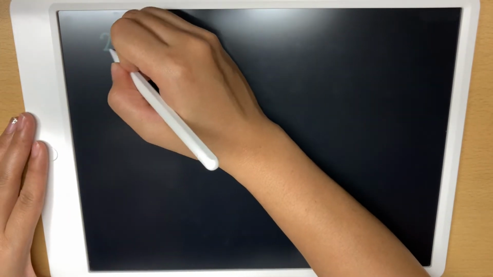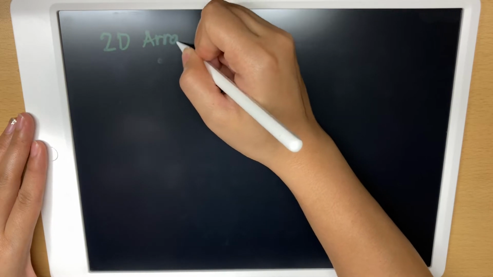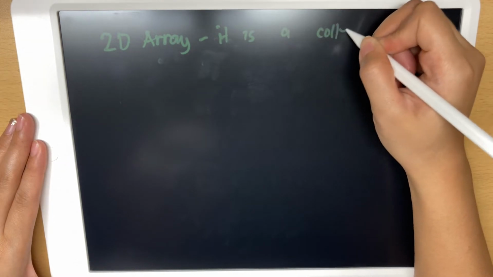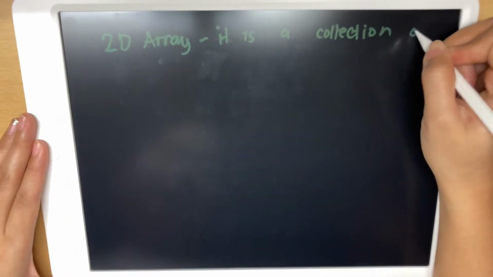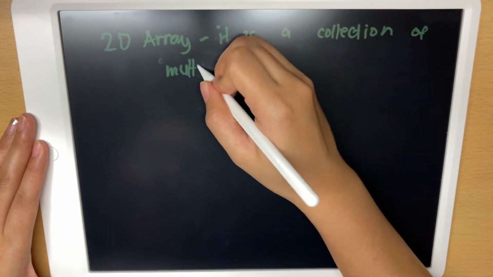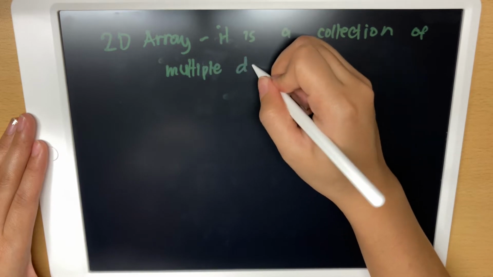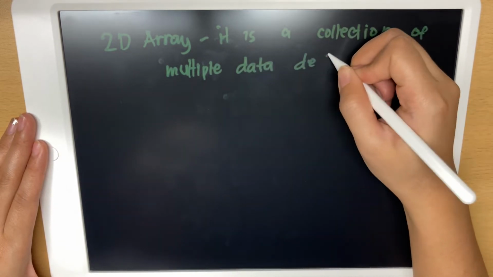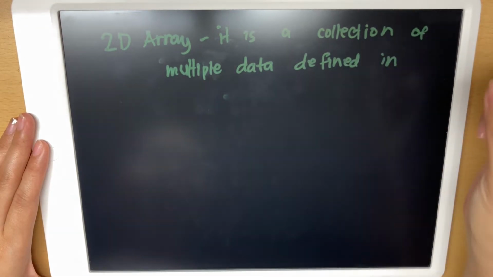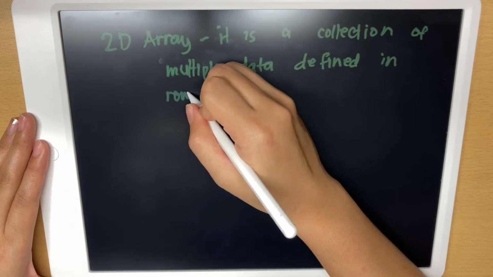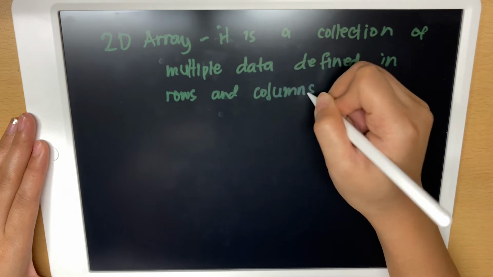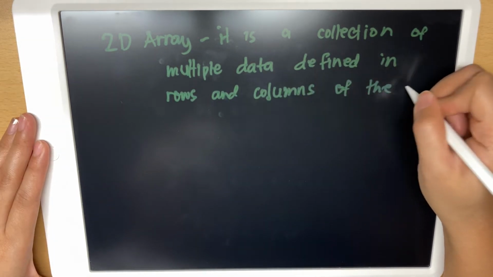So when we say a 2D array, it is a collection of data, or multiple data, defined in 2 dimensions, or rows and columns, of, again, the same data type.